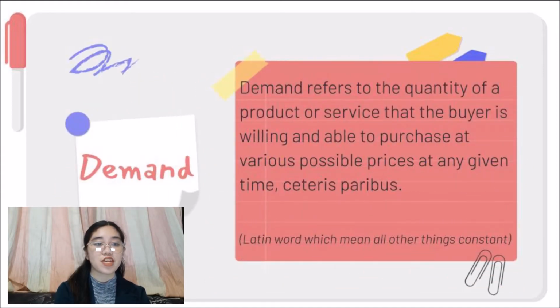Demand refers to the quantity of a product or service that the buyer is willing and able to purchase at various possible prices at any given time, ceteris paribus. Ceteris paribus is a Latin phrase which means all other things constant. In other words, demand refers to how many people want those goods. It is also a representation of a consumer's desire to purchase goods and services. It acts as a measurement of a consumer's willingness to pay a price for a specific good or service.